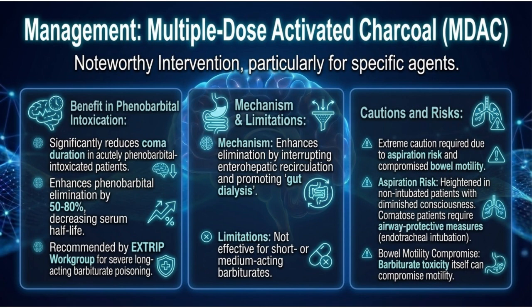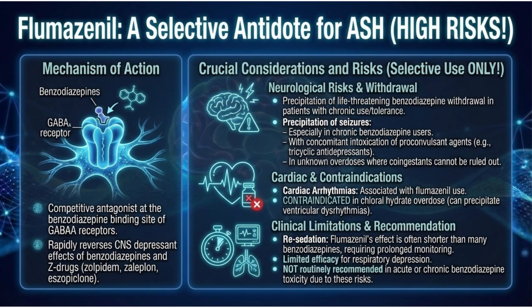Okay, finally, let's talk about the big controversy, the antidote that we almost never use. Flumazenil. Ah, yes, seizure juice. Why is this tool, which can rapidly reverse a benzodiazepine overdose, so dangerous? Well, it works. It's a competitive antagonist at the GABA A receptor, so it just kicks the benzos off. The problem is, the risks are often way worse than the sedation.